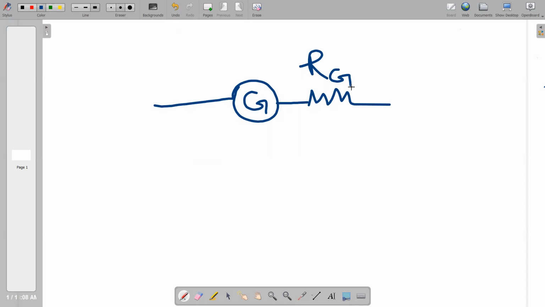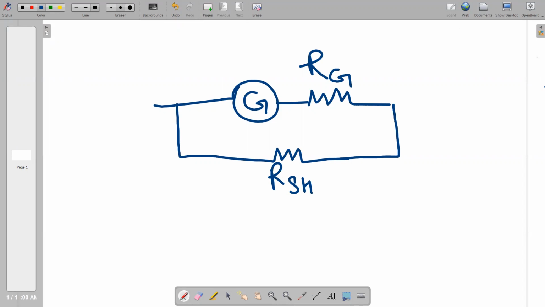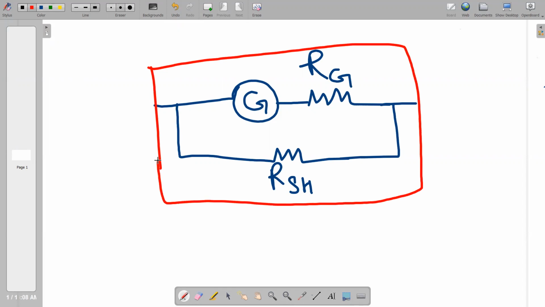So this is the galvanometer. When I connect a very small resistance, known as shunt resistance, in parallel with the galvanometer resistance, this assembly becomes an ammeter. So this assembly inside the red box is an ammeter.